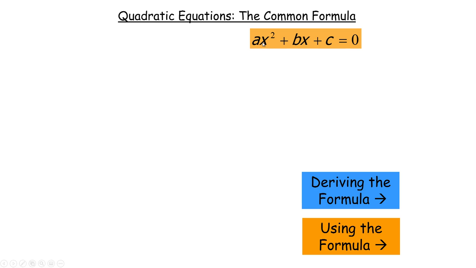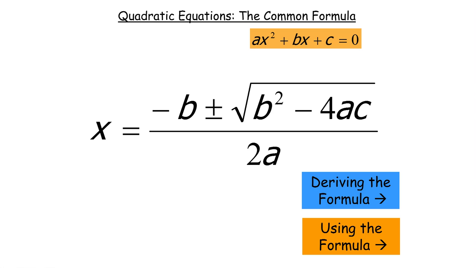So the coefficient of x squared is a, the coefficient of x is b, and you've got the number c on its own. So we use this formula, x equals minus b plus or minus the square root of b squared minus 4ac over 2a. And this formula will solve any quadratic equation, even the ones we've been doing.